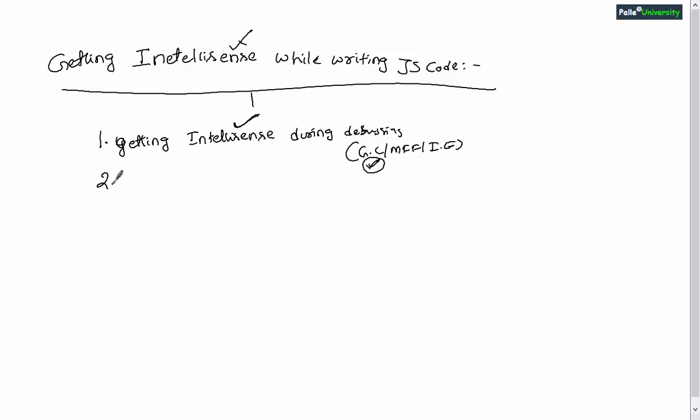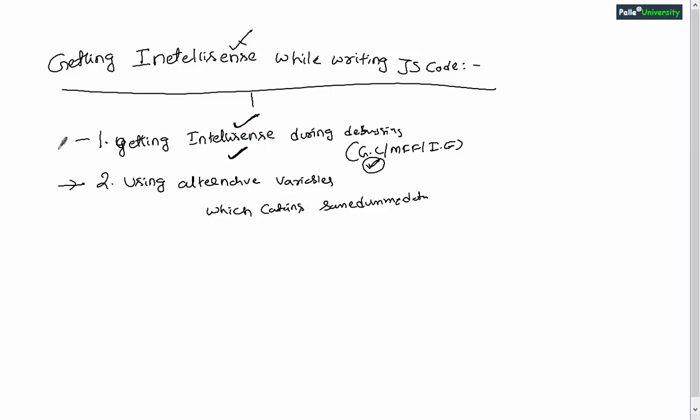There is a second way also. The second way is using alternative variables which contain some dummy data. I will explain the meaning of this. In order to get the IntelliSense window, we can use the second technique, using alternative variables which contain some dummy data for getting the IntelliSense window. Again, by using the second approach also you will get the IntelliSense window which you will not normally get. These are the two ways.